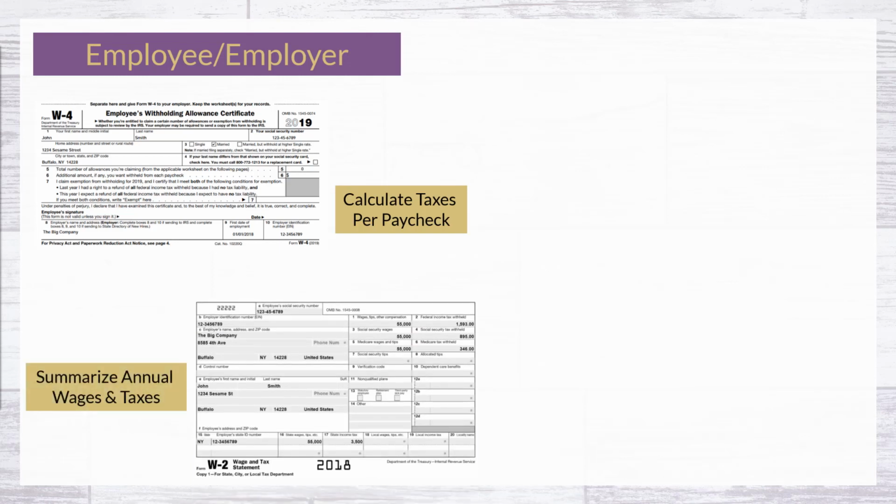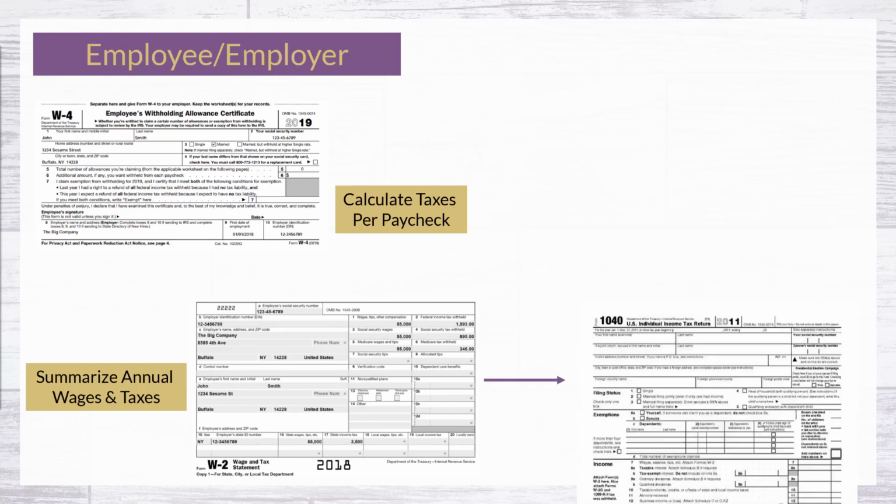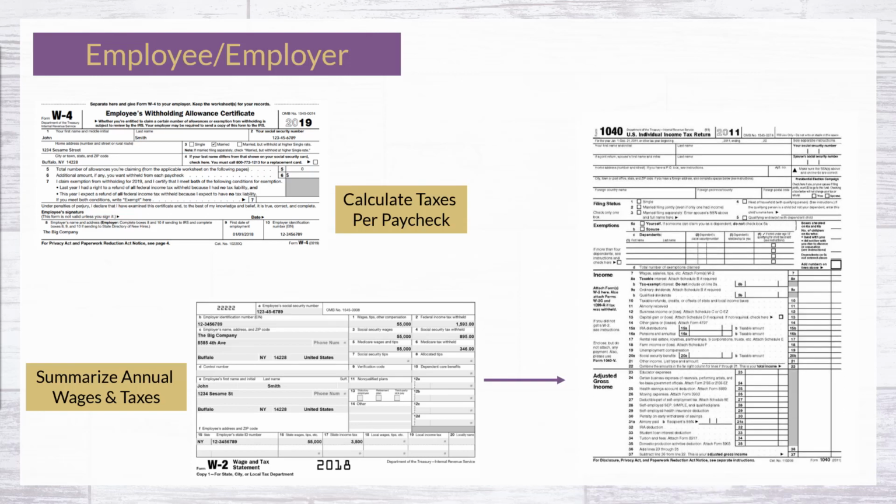At the end of the year, your employer gave you a W-2, also known as a wage and tax statement. The W-2 is a year-end summary of all wages earned and all taxes withheld and submitted for the tax year. The W-2 is used in preparing your tax return. Your employer also reports that information to the IRS.